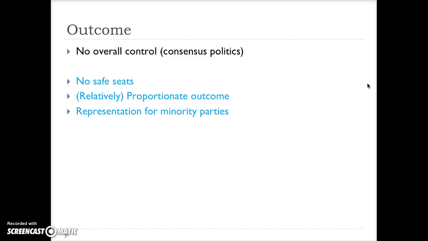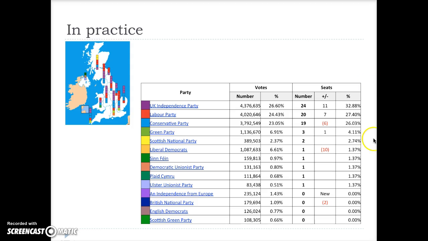No one is ever secure. The vote varies wildly from year to year. There's no such thing as a safe seat. We have a relatively proportionate outcome, and indeed we have representation from minority parties. Now let's just flick back to that. You'll see that the BNP there lost 2 seats. So clearly they had representation, and in fact, we can go back and see that they won 2 seats in the prior EU election.